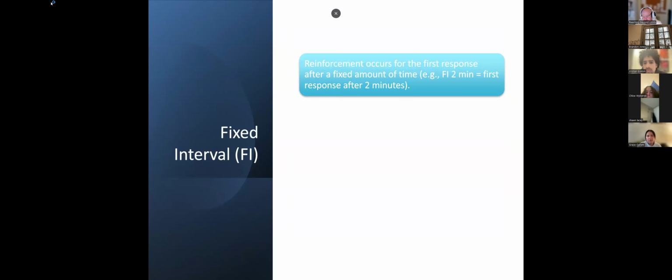Fixed interval schedules. So this is reinforcement. And when we see the word interval, we have to think of time, right? So these interval schedules are going to have a time component associated with them. If we see a fixed interval, what we mean is reinforcement occurs for the first response after a fixed amount of time. So if we have an FI2, that means 2 minutes. After 2 minutes, we would want the VIP to engage in one instance of the response, and when they do, we supply reinforcement.